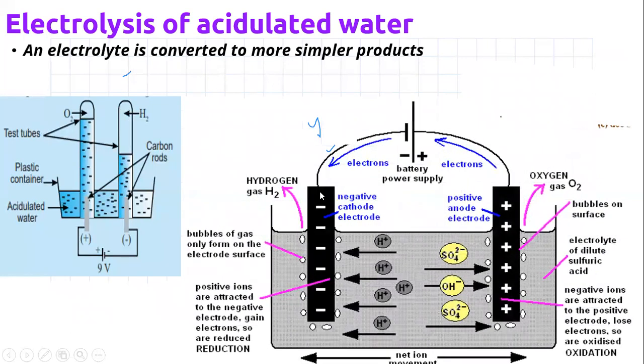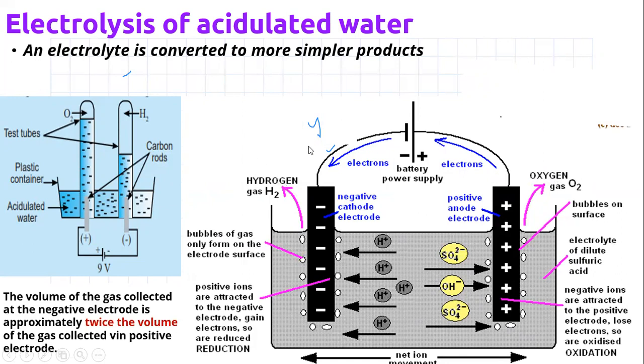Right. So this is the diagram where you can see the H plus and SO4 2 minus ions move towards the opposite terminals. Here you can see gas bubbles at both the ends. Here you can see oxygen gas at the positive anode, and at the negative cathode, you can see hydrogen gas.